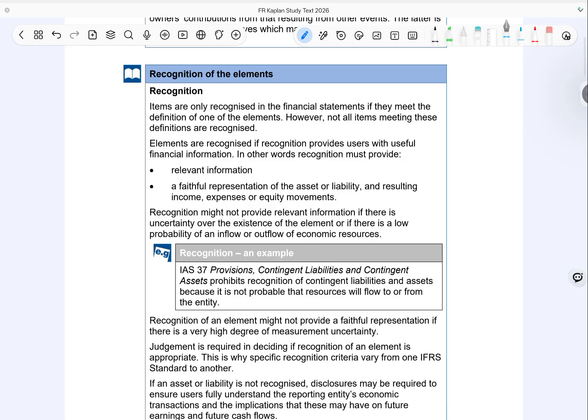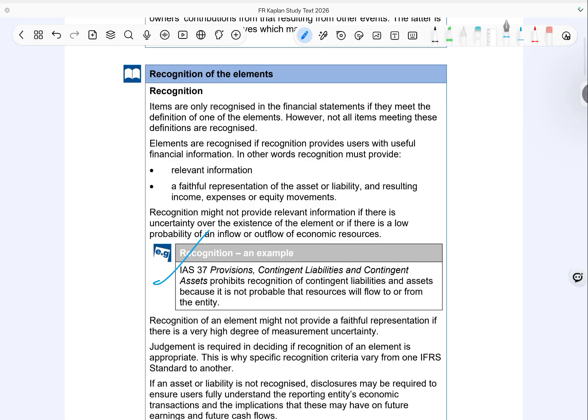Second, we have a faithful representation. Recognition should also faithfully represent reality. If the value of an asset or liability is so uncertain that it can't be measured reliably, recognizing it could actually mislead users. In such cases, it may be better not to recognize it. Example, we have your contingent liabilities.